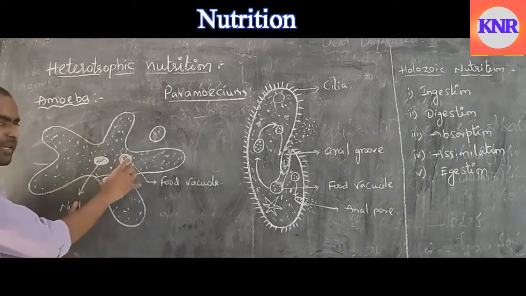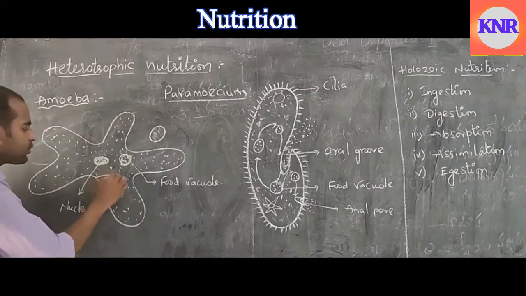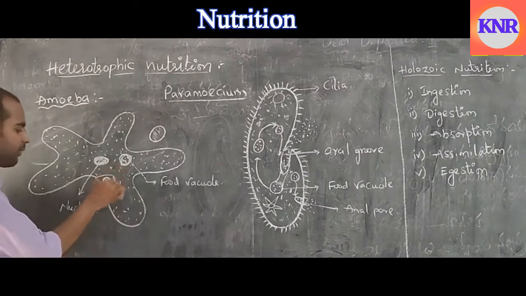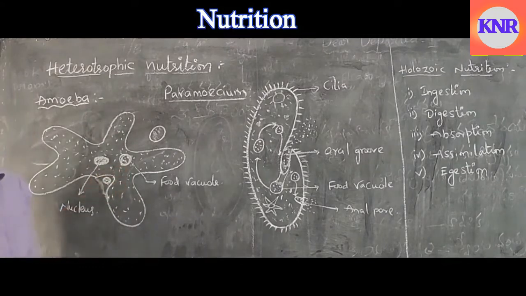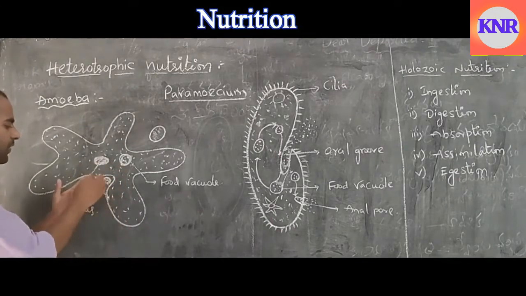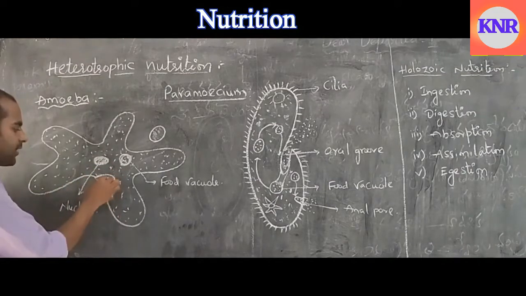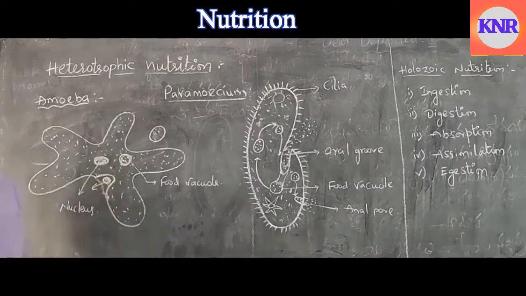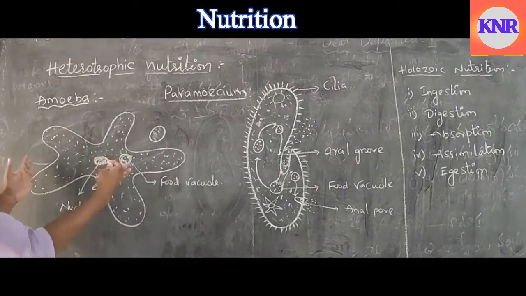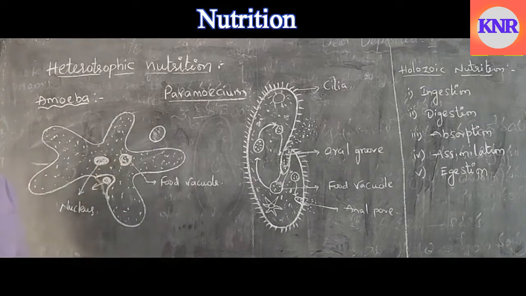Next, the waste material: egestion takes place through the pseudopodia again. The waste material will come to the surface of the body, and there the pseudopodia with the surface will suddenly be ruptured and the waste material will be thrown outside into the water. So this is the digestion process in amoeba.